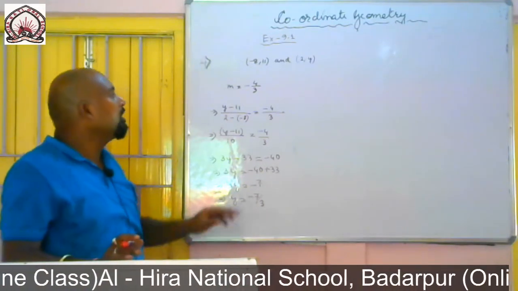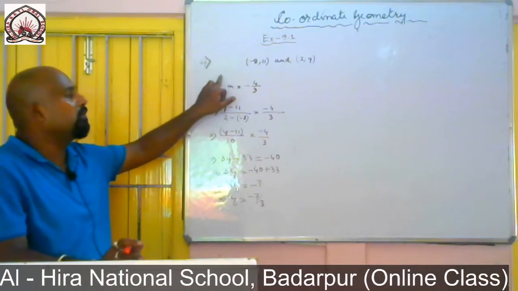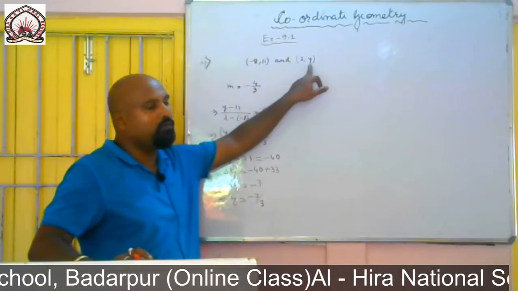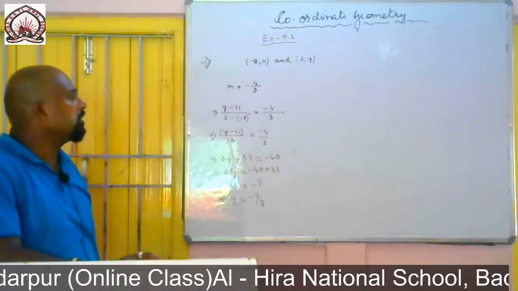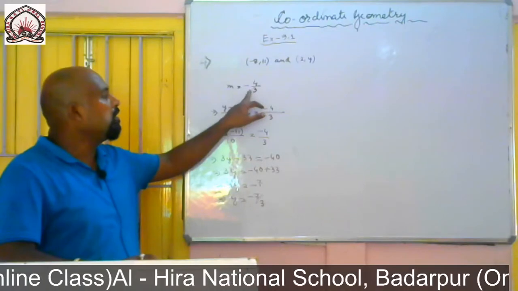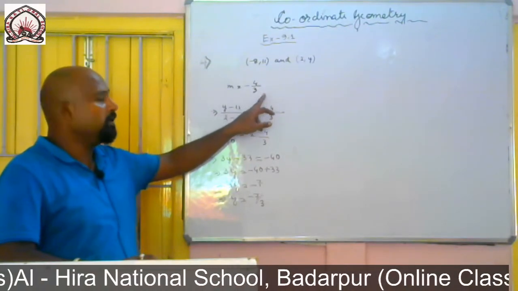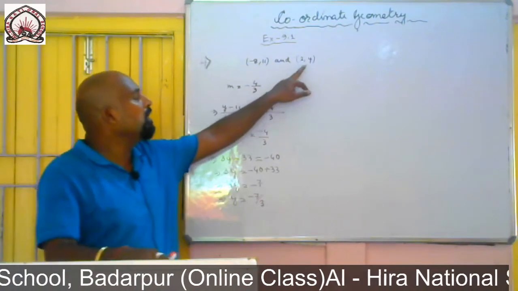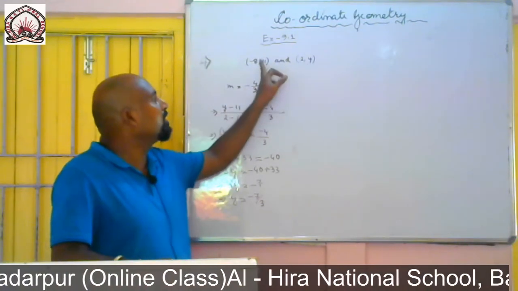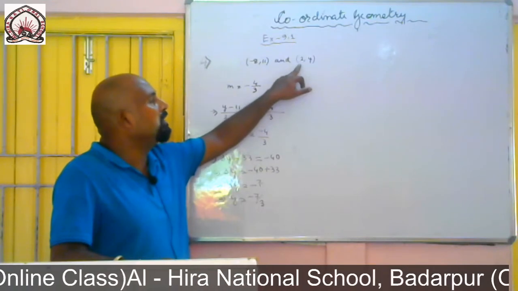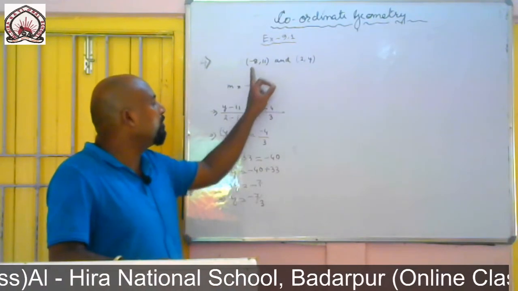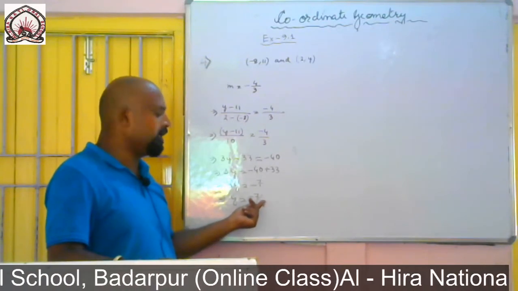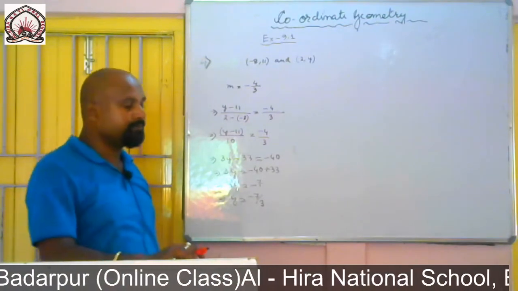Now, the formula we applied here: minus 8 comma 11 and 2 comma y are the points given to us, and the slope is given as minus 4 by 3. The gradient of the line is the change in y coordinate divided by the change in x coordinate, 2 minus of minus 8. After solving we get the value y equal to minus 7 by 3.